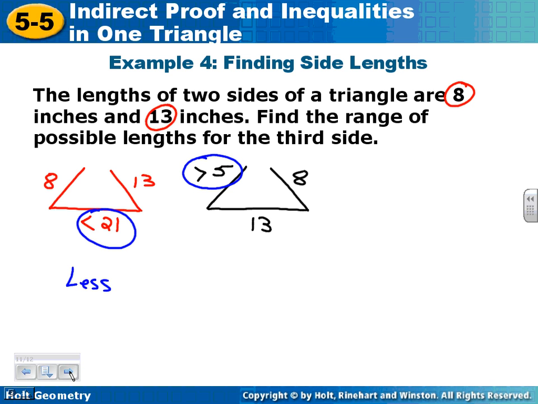Let's write that out. Less than 21 and greater than 5. In other words, it has to be between 5 and 21.